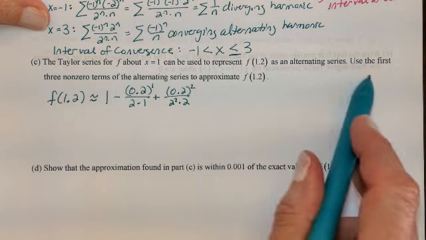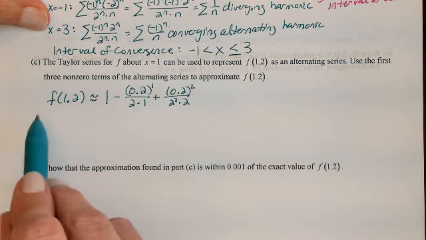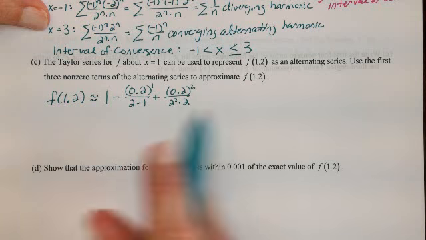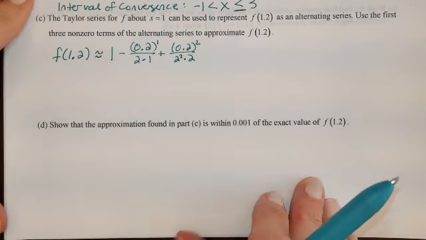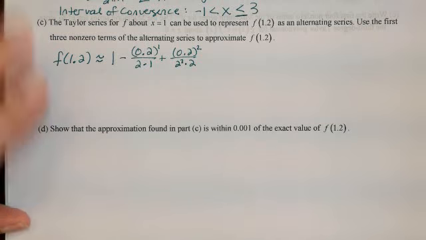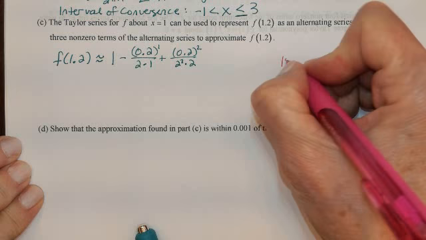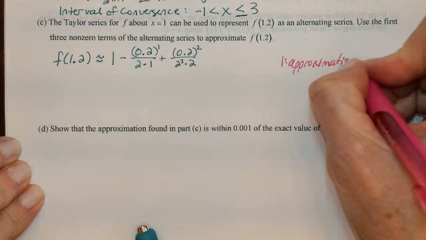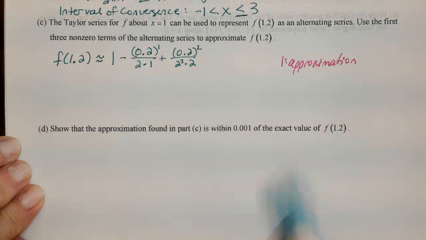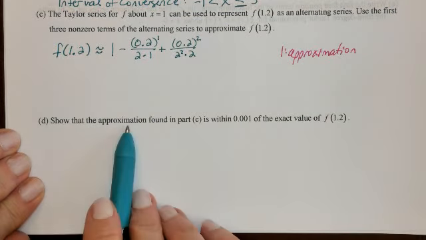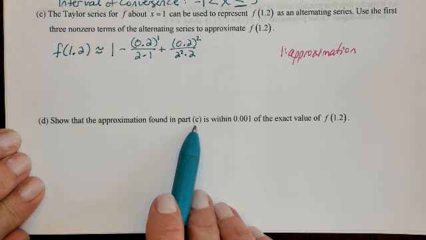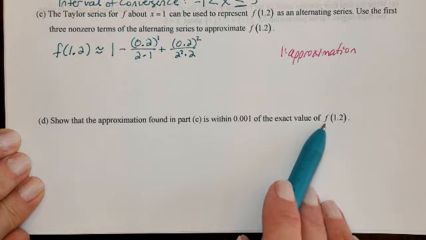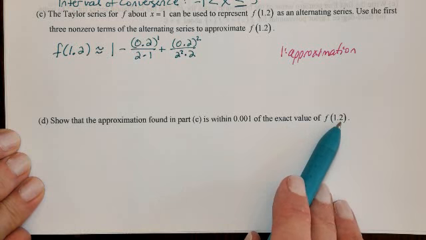Okay, did I do everything I wanted? That seemed awfully short. I think I did. That was worth just 1 point for the approximation. Now, show that the approximation found in part C is within 0.001 of the exact value of f of 1.2.